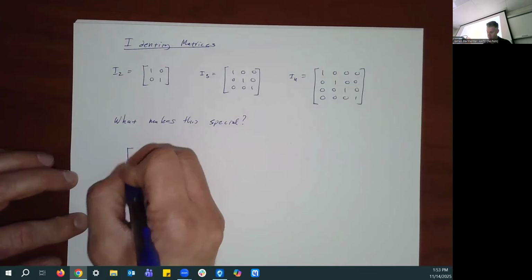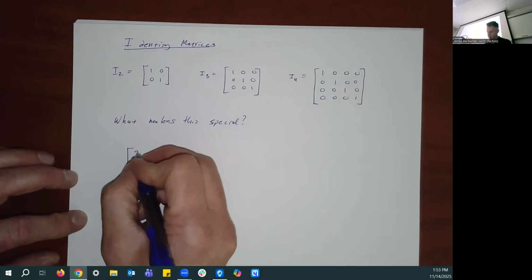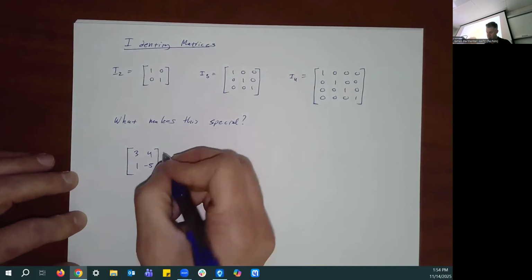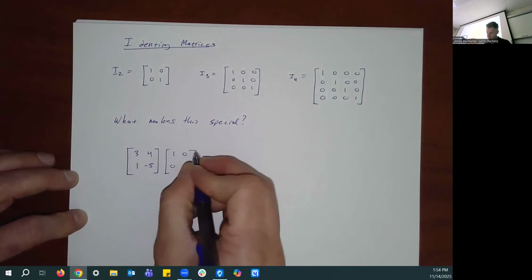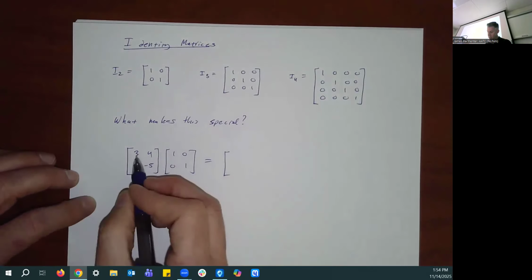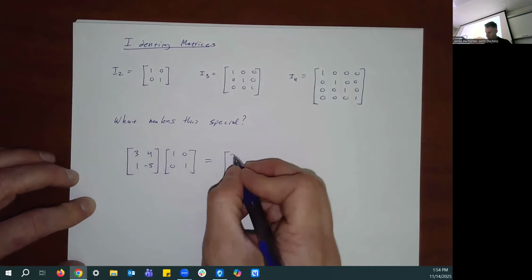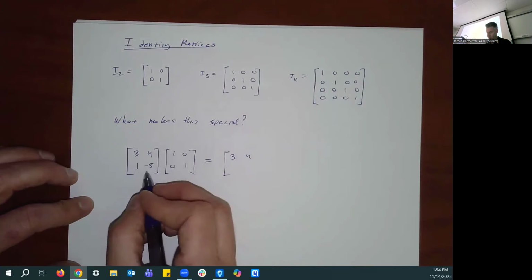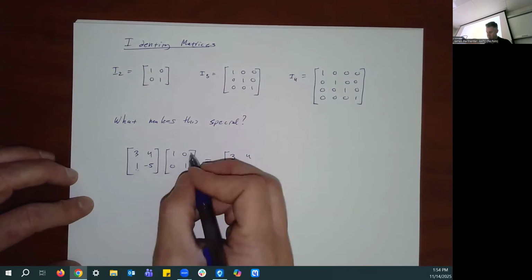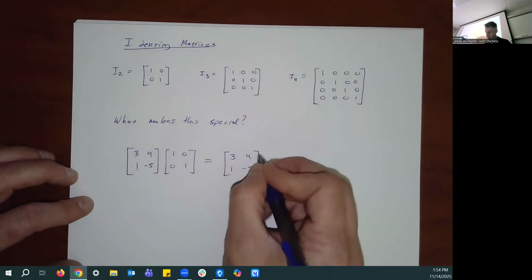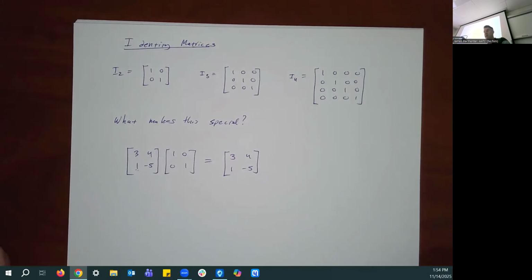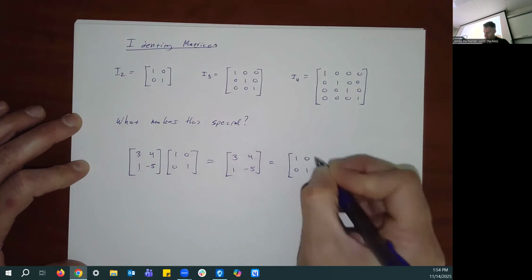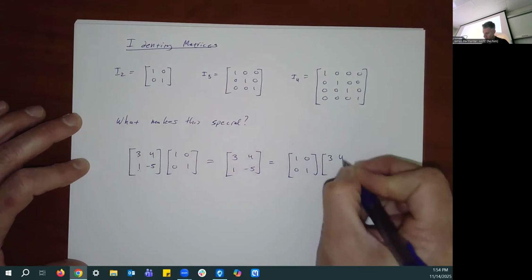For example, the matrix A, I'll make a new matrix, 3, 4, 1, -5. If you multiply this by the identity matrix, we're going to get the same matrix back. Check it out. 3 times 1 plus 4 times 0 is 3. 3 times 0 plus 4 times 1 is 4. 1 times 1 plus -5 times 0 is 1. And 1 times 0 plus -5 times 1 is -5. And it doesn't matter which side you multiply on as long as it's the right size. This is also going to be equal to 1, 0, 0, 1 times 3, 4, 1, -5.